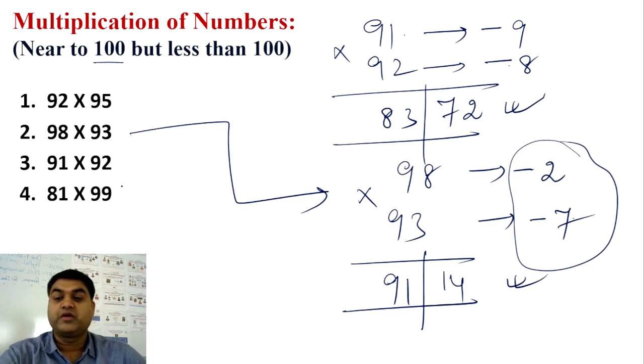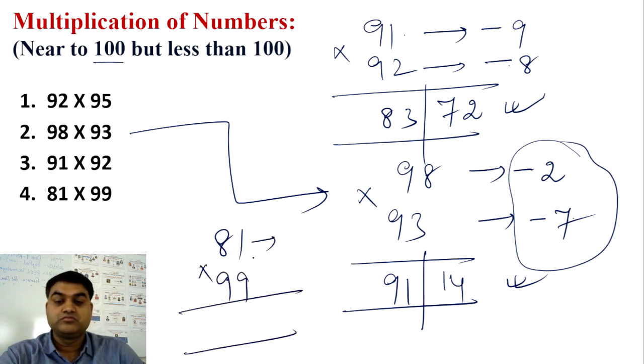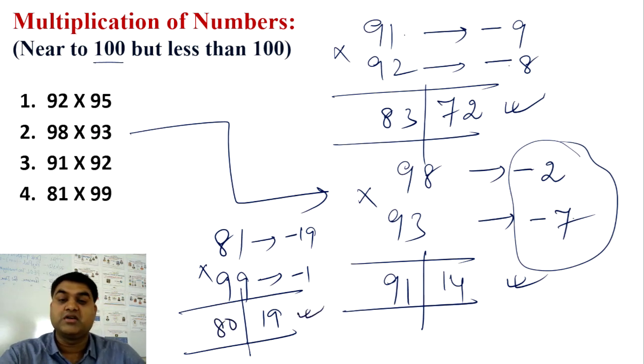Isn't it? Okay. Now the next question is 81 into 99. This is 1 less than 100. This is how much less than 100? 19 less than, isn't it? So on the right hand side, we will have the number as 19 into 1, which becomes 19. And this side, 81 minus 1 is 80. So 8019 is the answer.